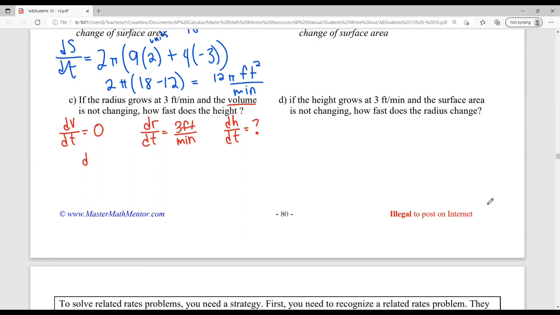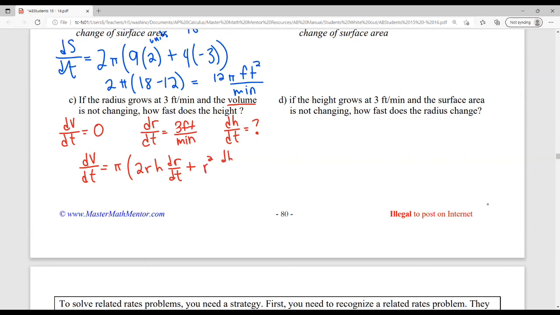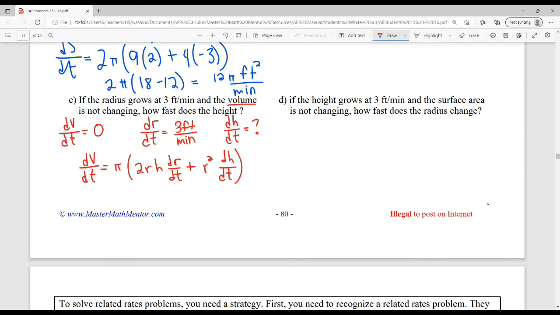So I'm going to write the entire volume formula over again that we came up with earlier. dV/dt is equal to pi times r squared. Actually, I think we said 2rh dr/dt plus r squared dH/dt. So now they've given me enough information. We know everything that we can plug into this formula.